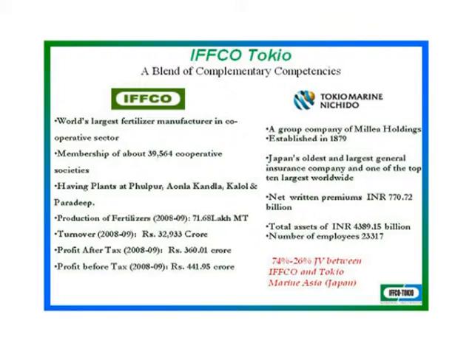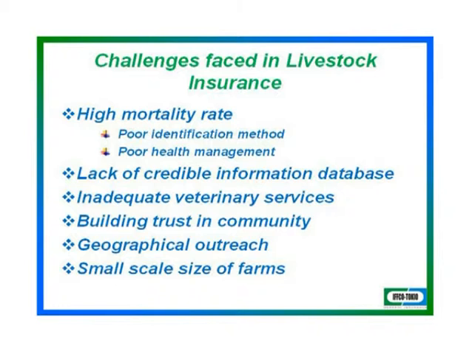Then, as he said, a credible information database. When we approach a particular milk society, we do not know what the actual mortality rate is. In some cases, the mortality rate would be very high; in some cases, very low. There is no general rate. You will see in Gujarat itself, in Panchmahal, I think they charge 10%, whereas in Mehsana we are charging 3.5%. There is a huge difference in premium. Those are things which we find very difficult to manage.